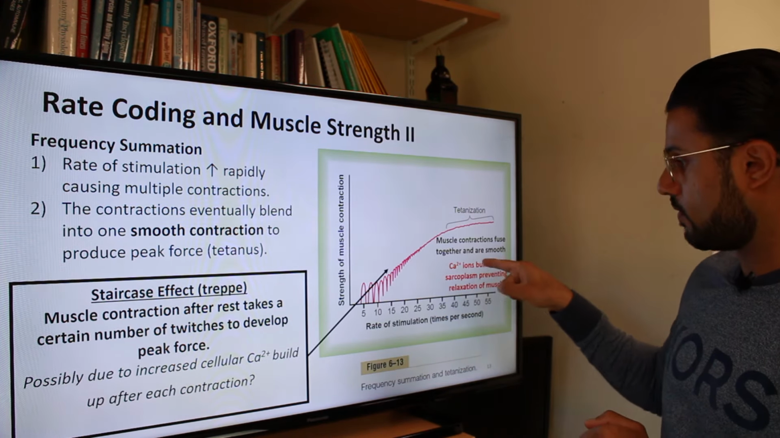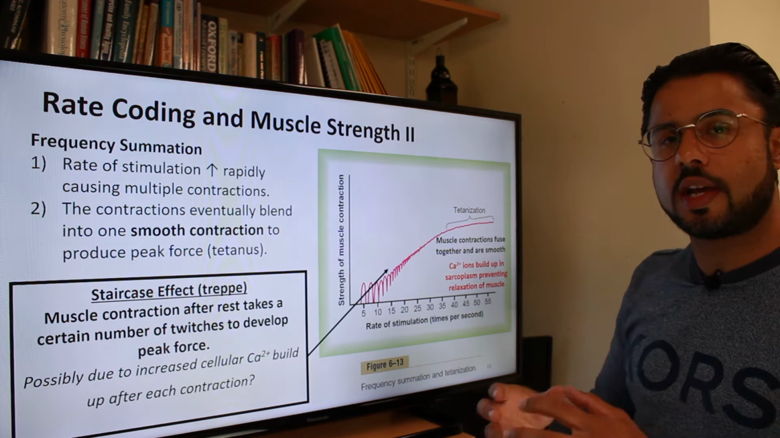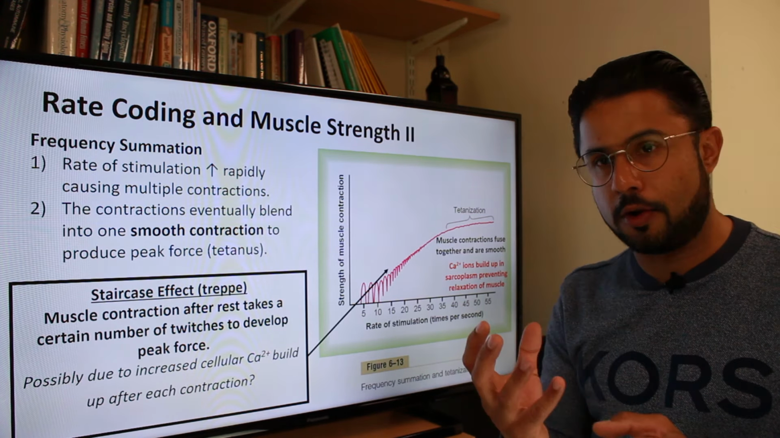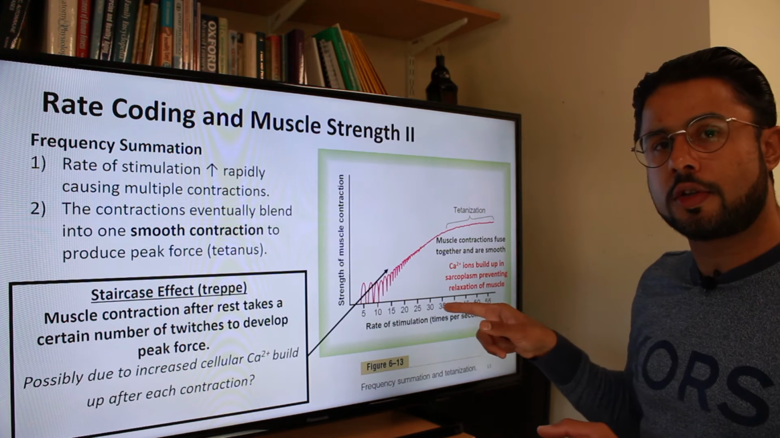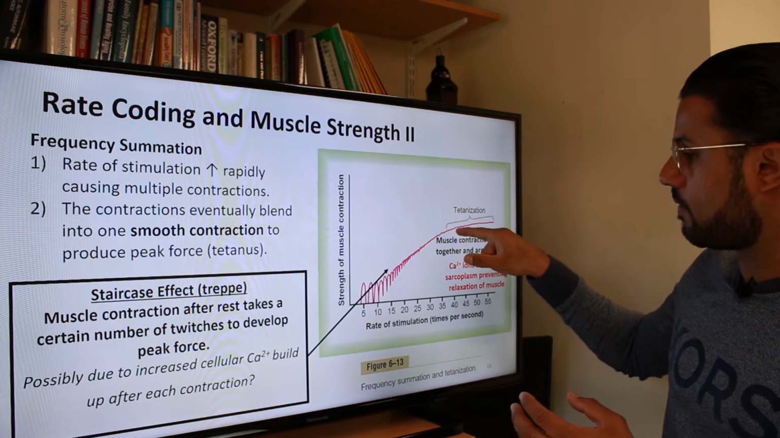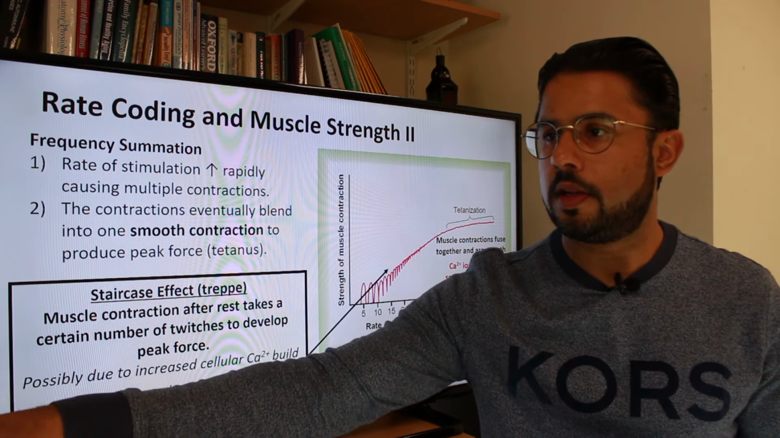So calcium is very important, but the thing is, as you get to these higher stimulations, calcium doesn't have a chance to remove itself from the sarcoplasm or the muscle cell, okay? So calcium builds up, and it's possible that enables you to have this very strong contraction as you reach towards tetanus, okay? So rate coding, this is how it actually works, and it's frequency summation. We're trying to increase the amount of bursts of electrical activity going from the motor unit to the muscle fibers to increase the contraction.